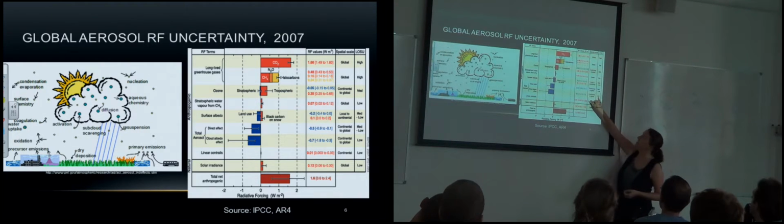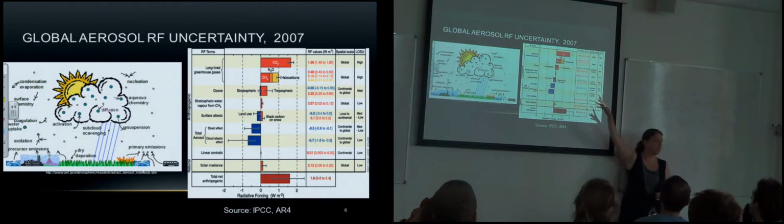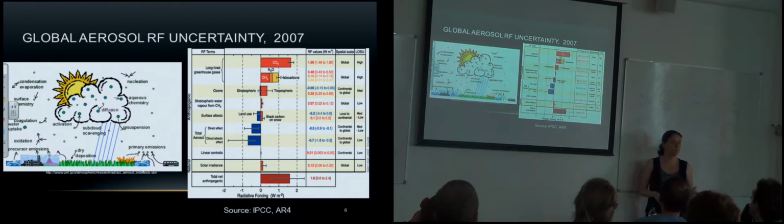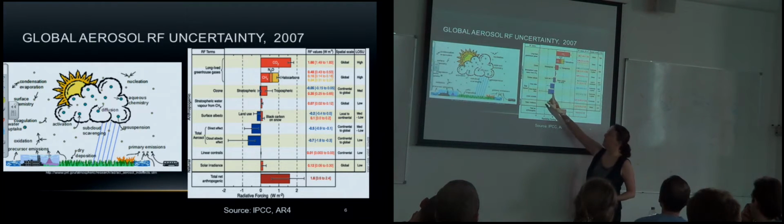So there's low scientific understanding from 2007. There were very few aerosol models. We didn't really know what was going on. All we knew is that it affects clouds. This error bar is huge.